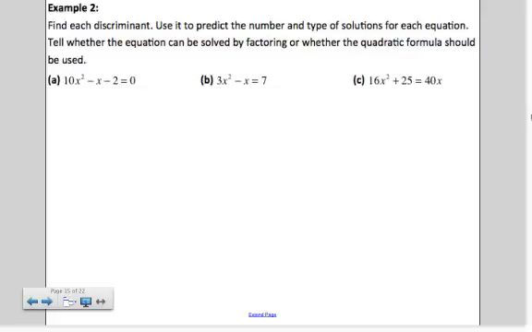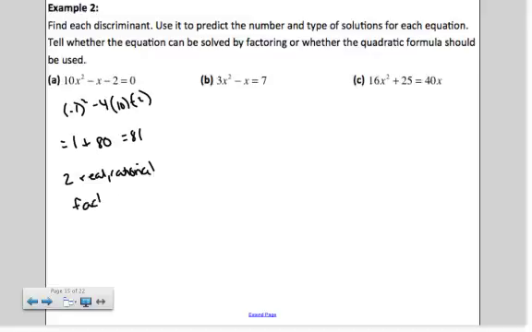Okay, next we're going to find the discriminant and then use it to predict the number and type of solutions for each equation. And then we're going to decide whether we can factor it or whether we should use the quadratic formula. So here we go. b squared is negative 1 squared minus 4 times 10 times negative 2. Well, that's 1 plus 80, so that's 81. That's a perfect square. So there are two real rational solutions, and I'm going to factor it.